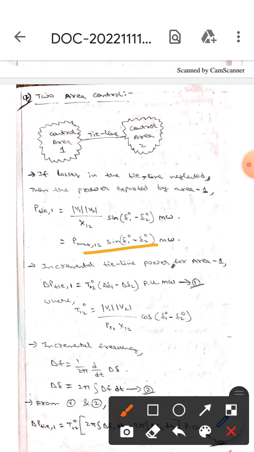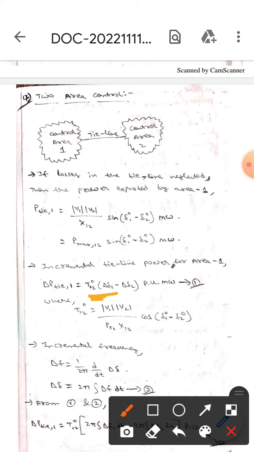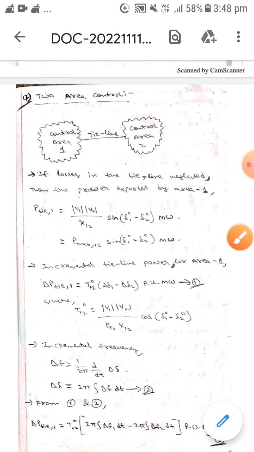Then it will become like this. The incremental tie line power for area 1 is delta P_tie,1 equals T12 into (delta1 minus delta2) pu MW, let it be equation 1, whereas here T12_0 is modulus of V1 into modulus of V2 by Pr1 into X12 cos(delta1_0 minus delta2_0).